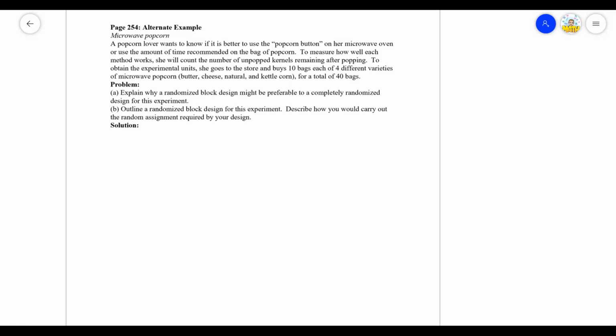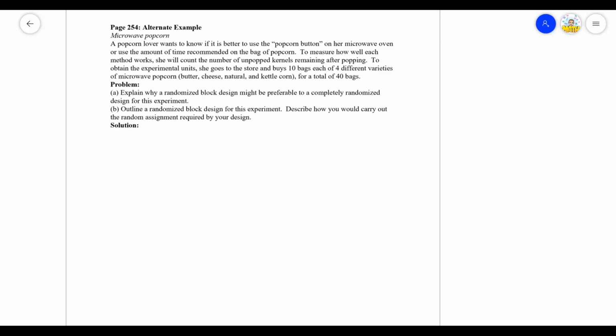We have a popcorn lover who wants to know if it's better to use the popcorn button on the microwave or use the amount of time recommended on the bag of popcorn to measure how well each method works. She will count the number of unpopped kernels remaining after popping to obtain the experimental units. She goes to the store and buys 10 bags of each of 4 different varieties of popcorn: butter, cheese, natural, and kettle, for a total of 40 bags.